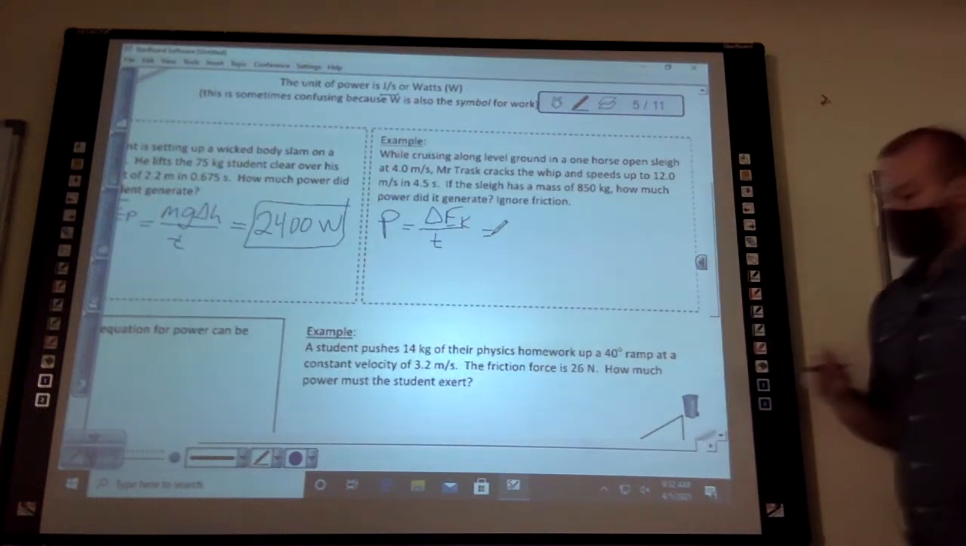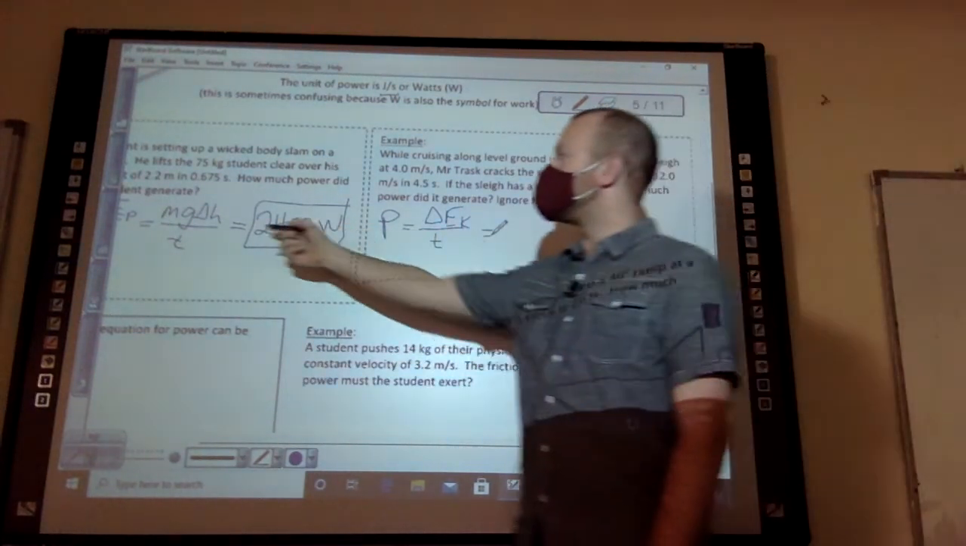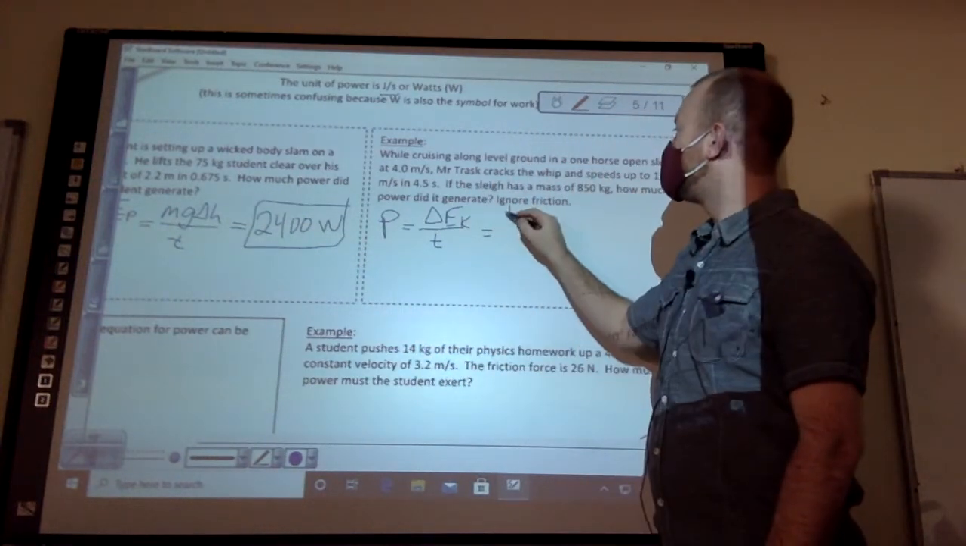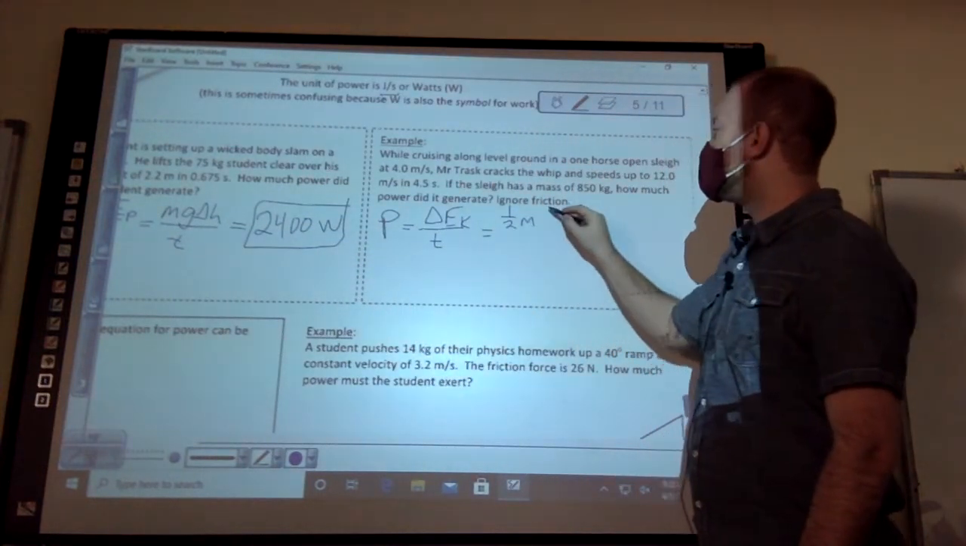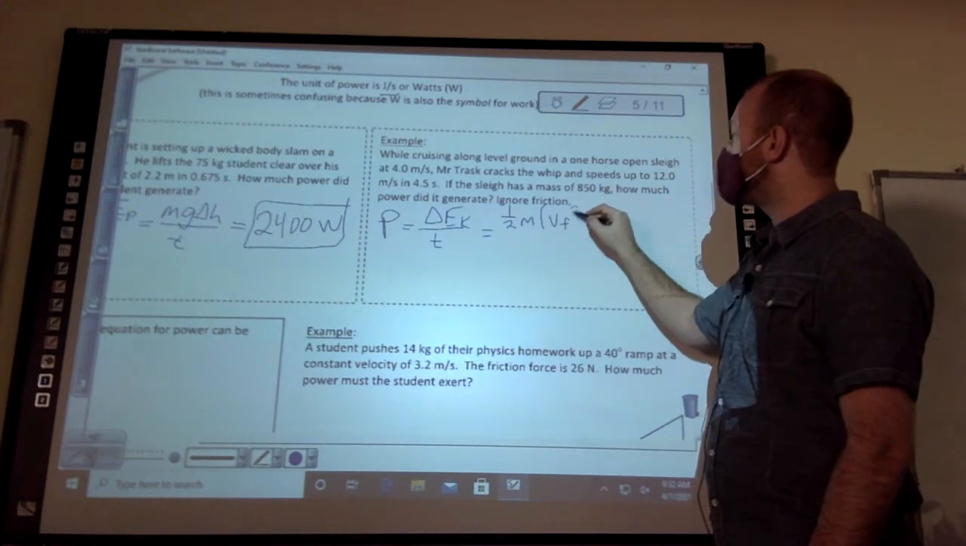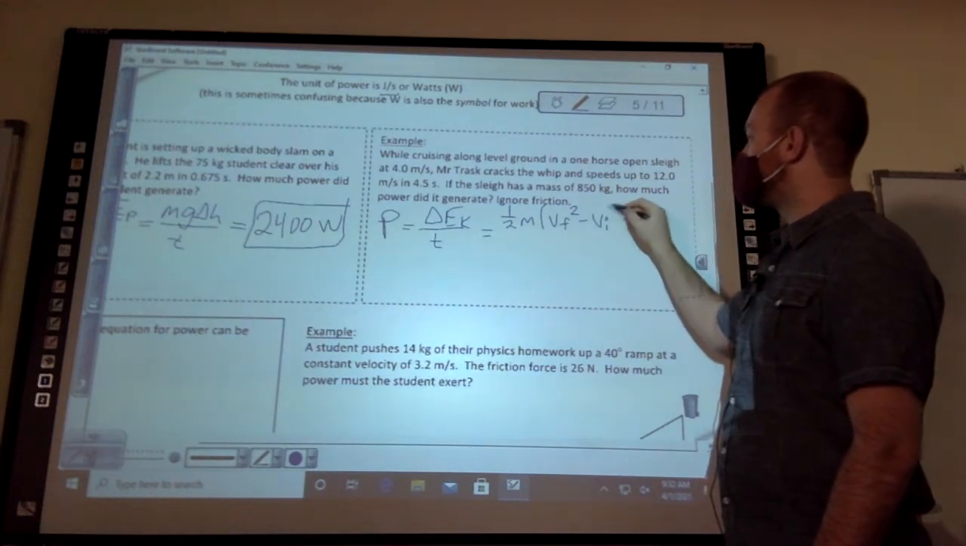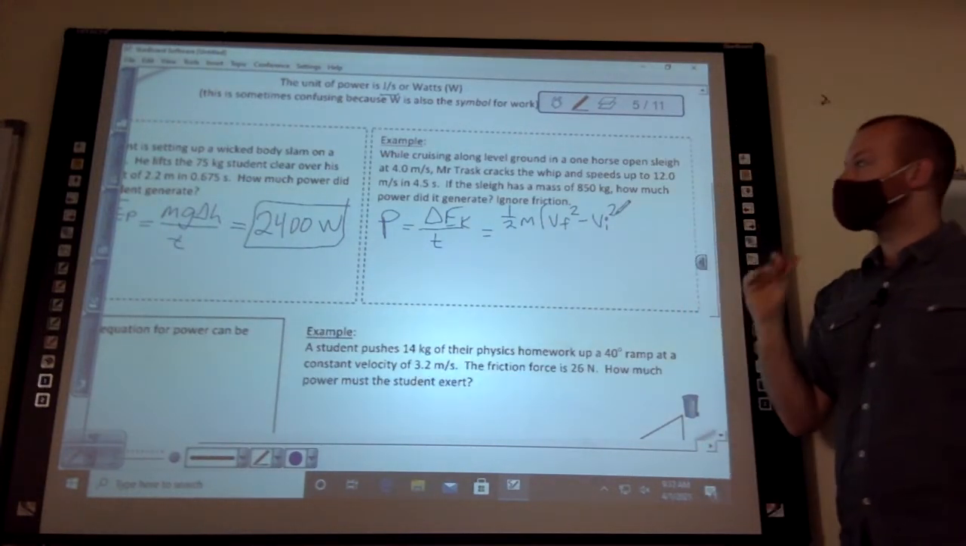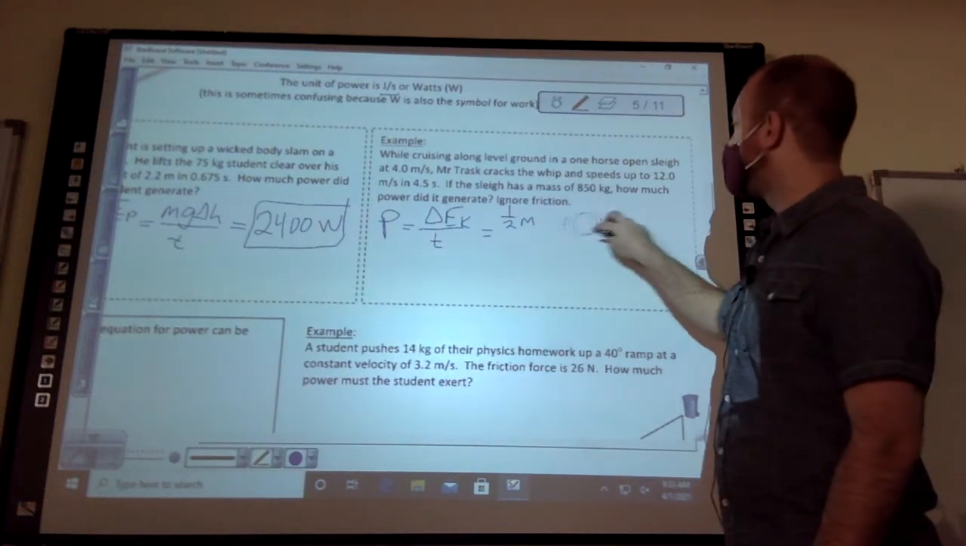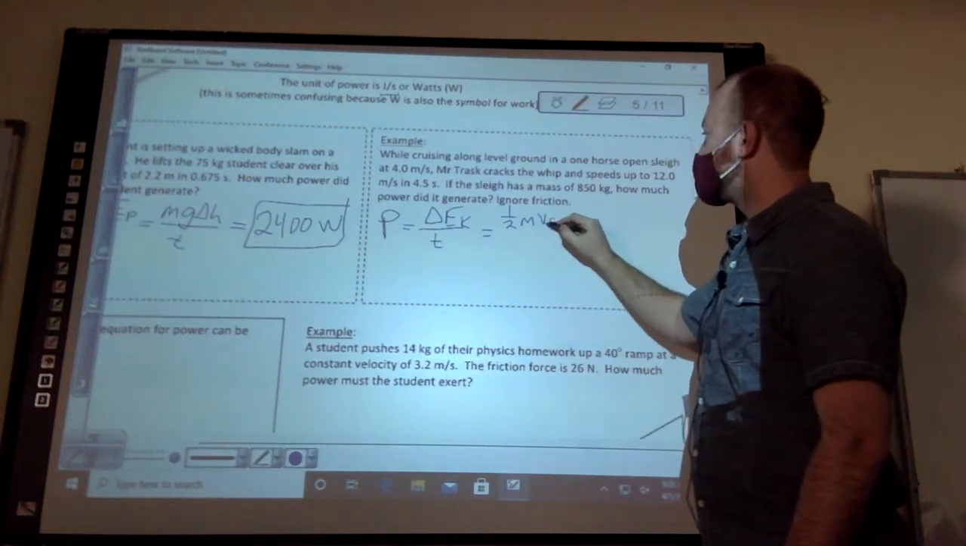So what you could do for this one, if you wanted to write out something like this, you would do a half m and then in brackets vf squared minus vi squared. That's how you would write the shortcut if you want to do it. If that's confusing, just go like this.